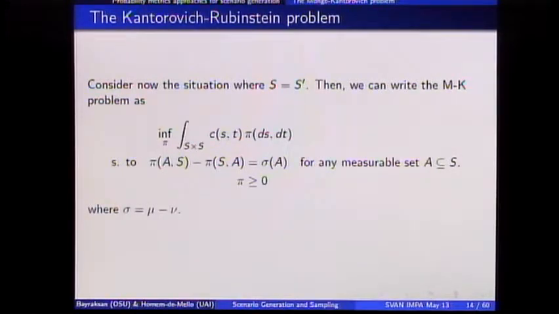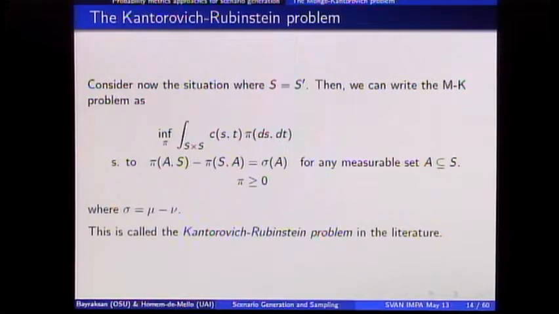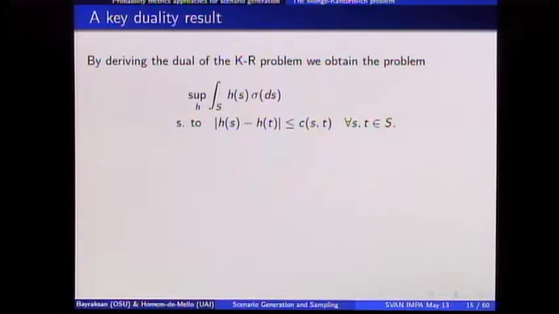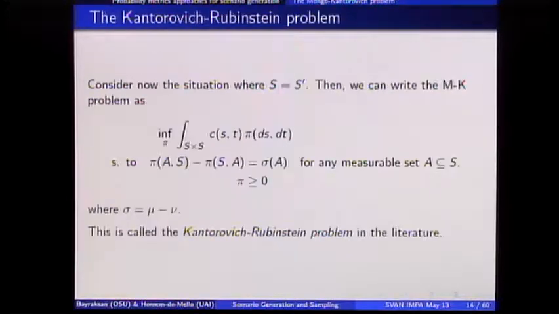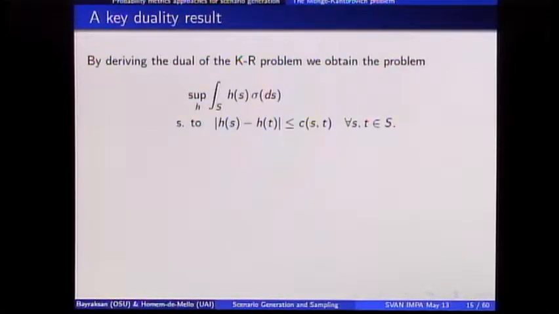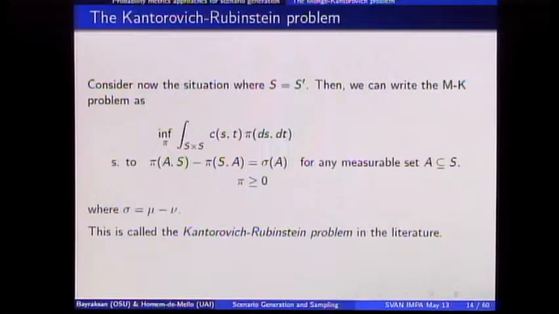So if you write the Monge-Kantorovich problem, instead of writing the marginals, if you write the difference of them, you have an equivalent problem. It's called the Kantorovich-Rubinstein, but it turns out that this leads to this dual. The dual of this problem has this form here. This Kantorovich is equivalent to the Monge-Kantorovich.